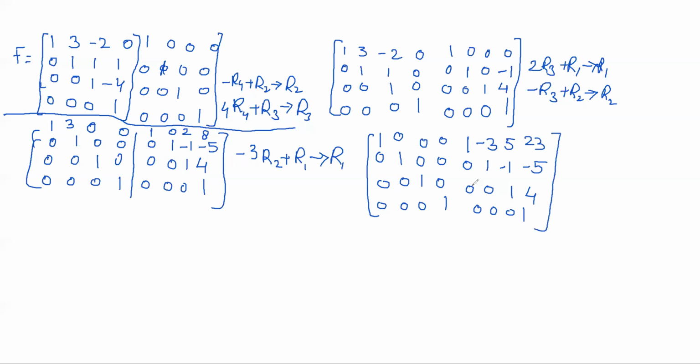Okay, so here I have got the inverse matrix. So this is the inverse of the given matrix. Of course, this can be verified by multiplication of these two matrices, and then we should get a unit matrix of order 4.